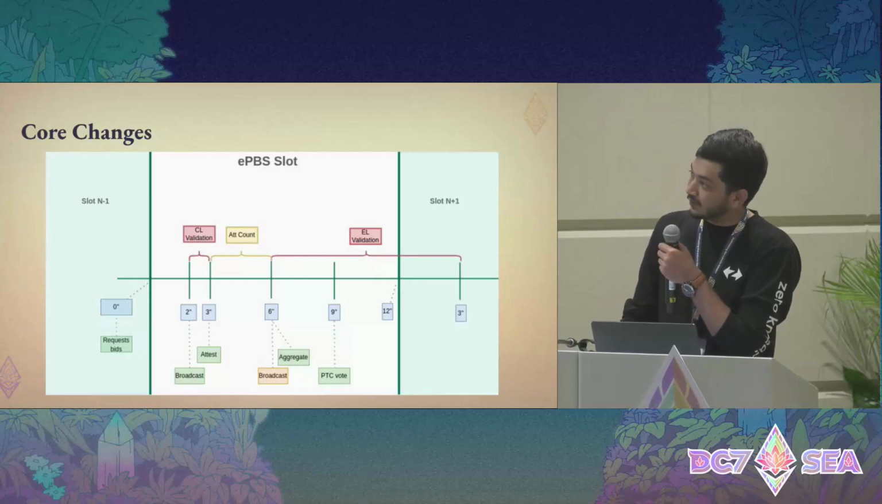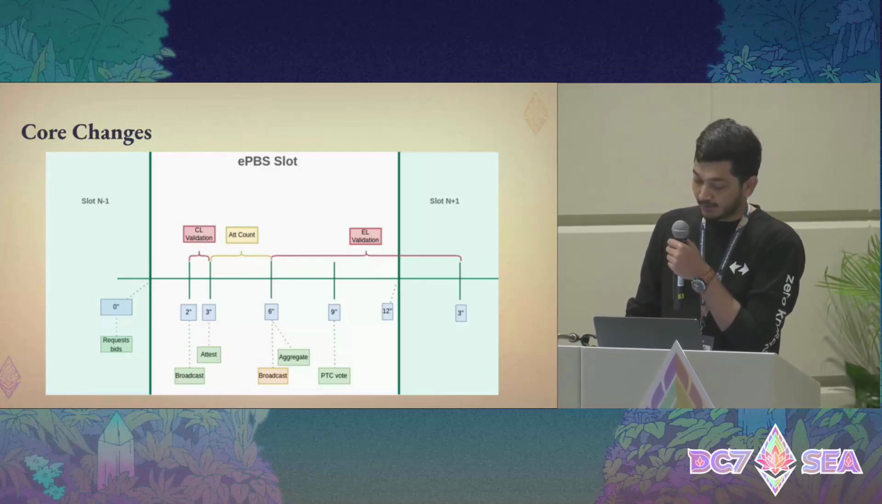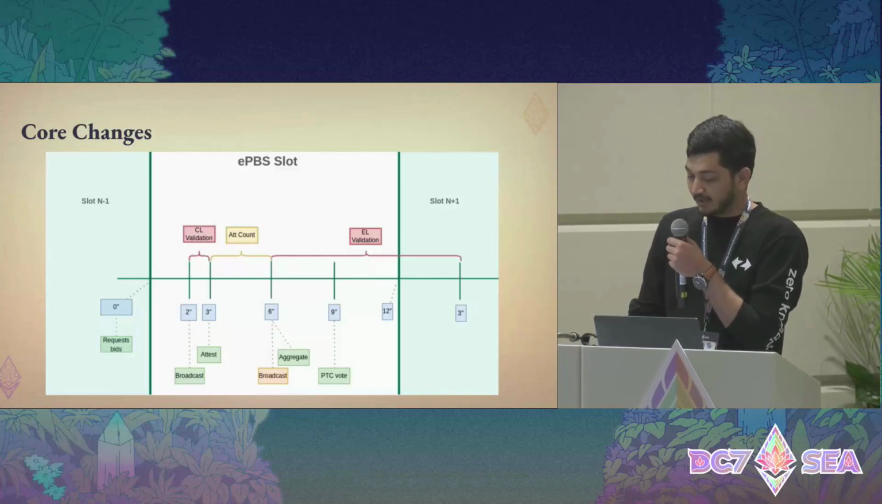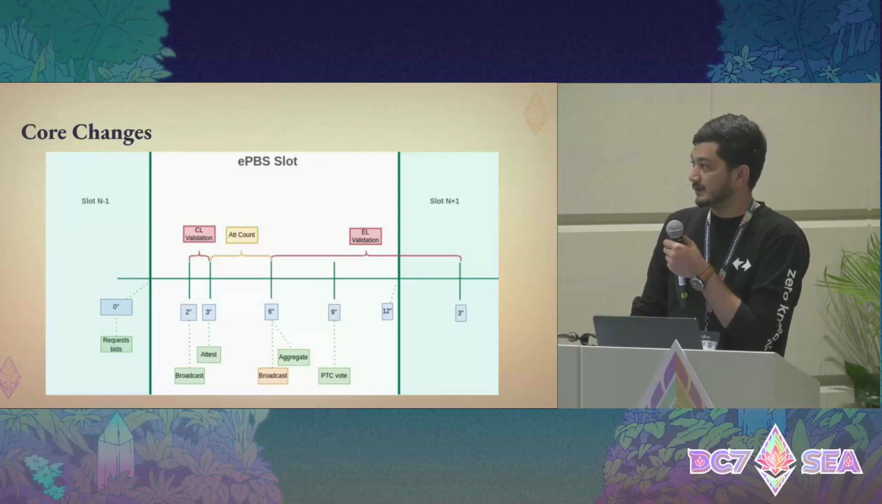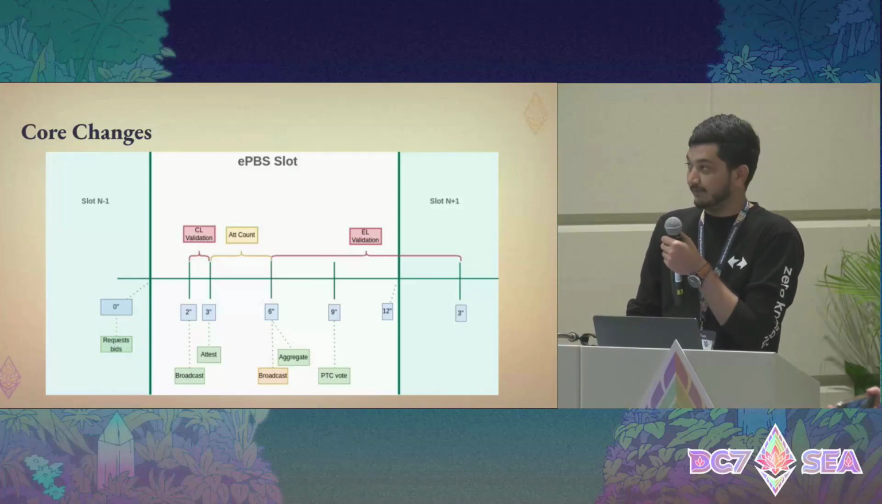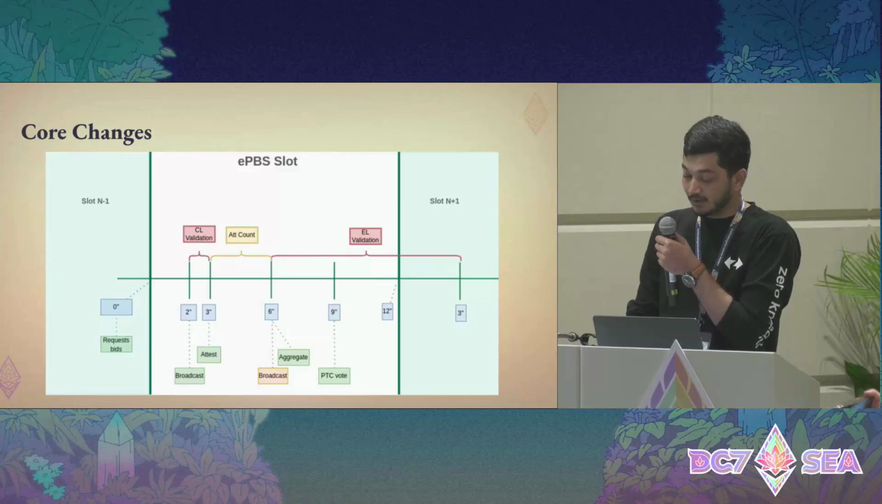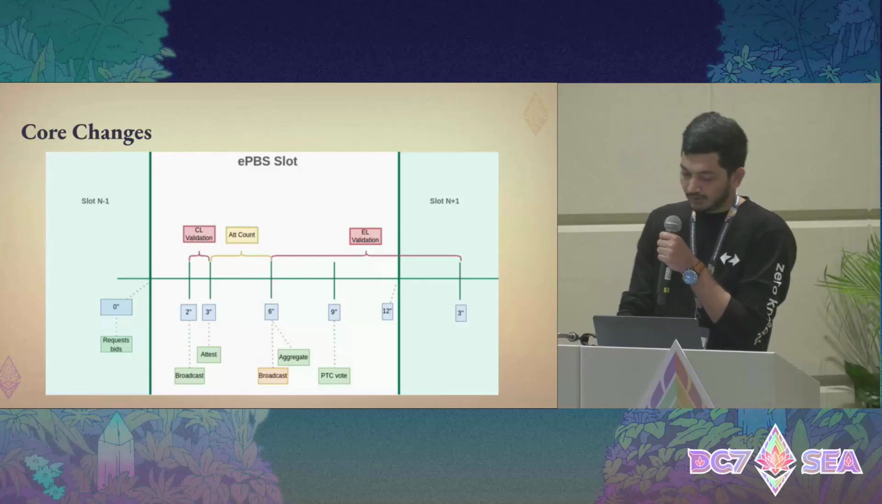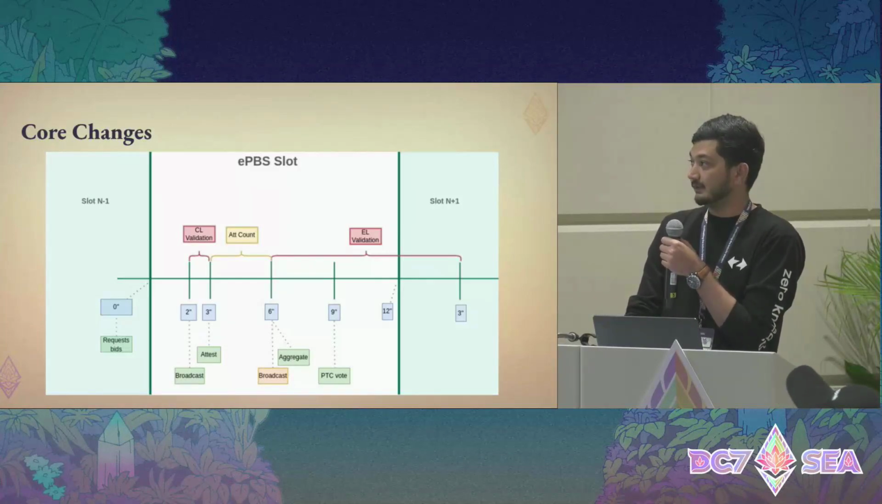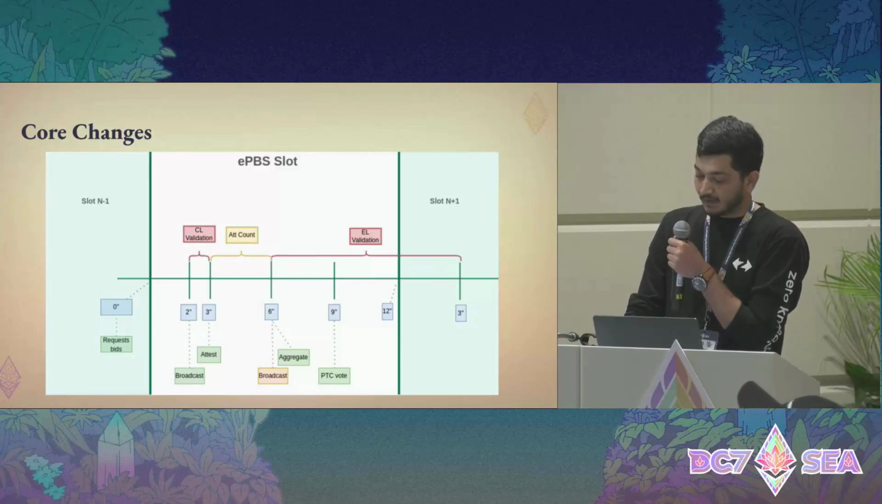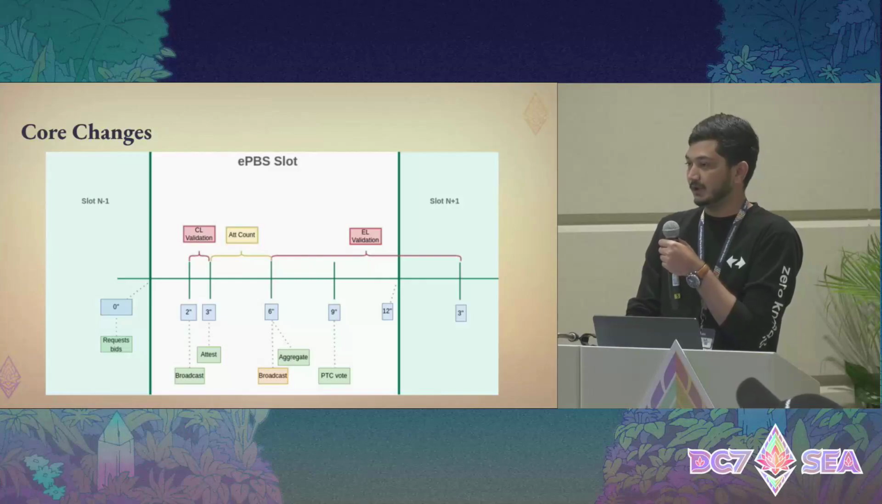For the third interval, the aggregators aggregate these attestations, and the builder broadcasts either the full payload or a message indicating that they are withholding the payload. For the fourth interval, some validators are selected to form a new payload timeliness committee, which attests to the presence and timeliness of the builder's payload.